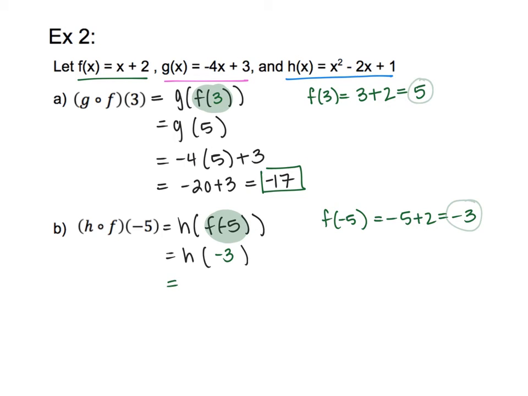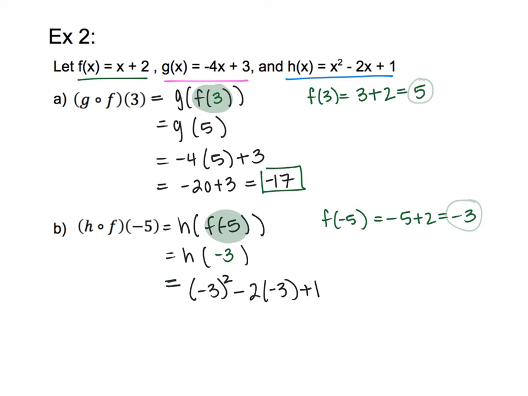Let me do that in black. So that's going to be x squared, or negative 3 squared, minus 2 times negative 3 plus 1. So wherever I saw that x, I had to plug in negative 3 for those x. And then I'll just work it out.